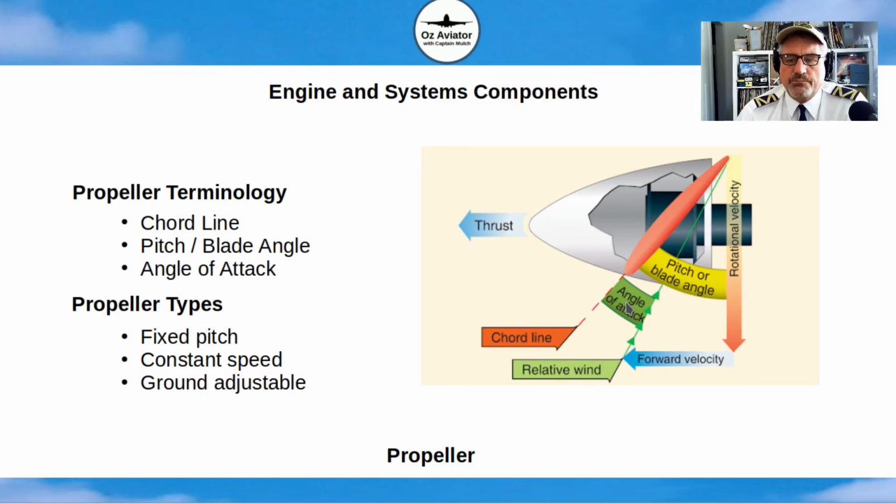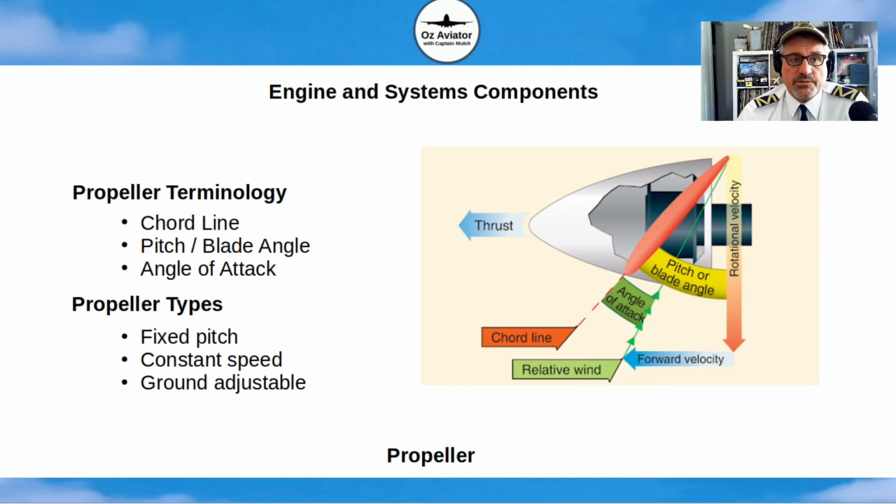There's three propeller types. There's fixed pitch, so in your Cessna 152, you can't change the pitch or blade angle of the propeller. It's fixed. There's a constant speed propeller, where you can change the pitch or blade angle of the propeller, and there's a mechanism in there that controls the change of that pitch or blade angle to maintain the propeller spinning at a constant speed.